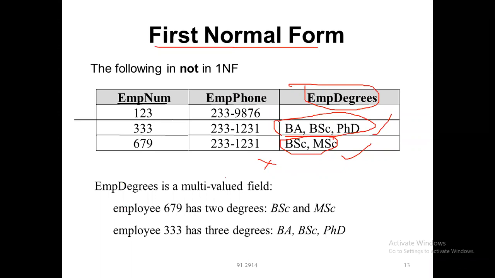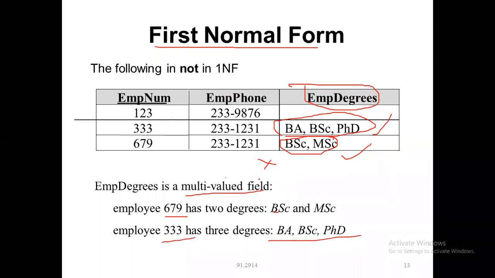Here you can see the same example. Employee degree is a multi-valued field. Employee 679 has 2 degrees and employee 33 has 3 degrees. You should not have it like this. You can have multiple degrees, it's not wrong, and for displaying purposes it is well and good. But for storing in the database, you should not store like this.